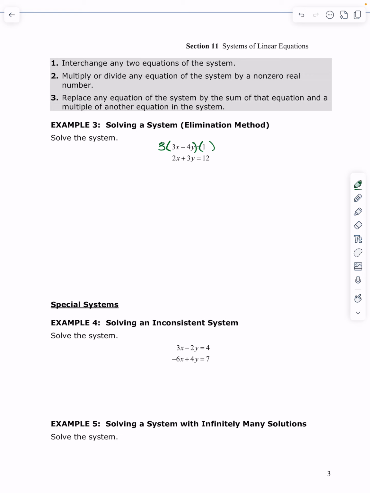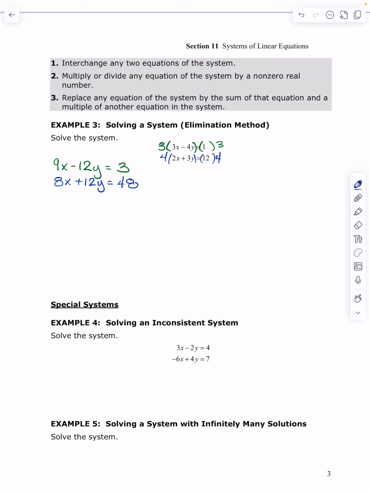And I'm going to move it over here. That gives me a 9x minus 12y equals 3. And then I'm going to go ahead and multiply my bottom equation by 4. Notice I am not wrapping the equal sign inside the parentheses. That would be mathematically incorrect. When I multiply by 4, I get 8x plus 12y equals, what's 12 times 4? 48.